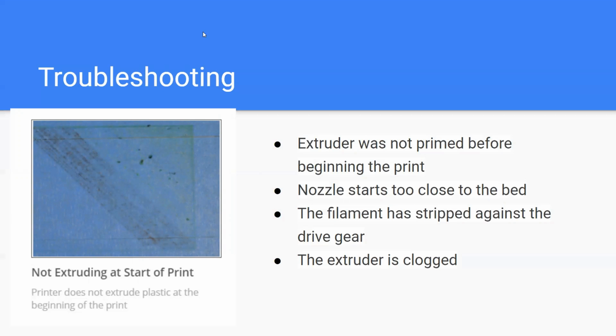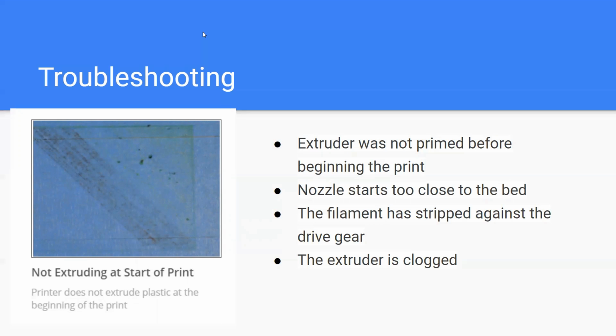So the first one here is if it's not extruding at the start of print. So I just mentioned how at the beginning of print, you should see some dollops of filament coming out as the extruder is warming up. If this is not happening, there's a couple of reasons. So it could be the extruder is not primed before beginning the print. You could have forgotten to preheat it, which obviously you need to do. It could also be that the nozzle is starting too close to the bed. If you've got the nozzle pushing right up against the bed and it starts to extrude filament, that filament is just going to get stuck in the nozzle and then cool, and then you're going to get clogged.